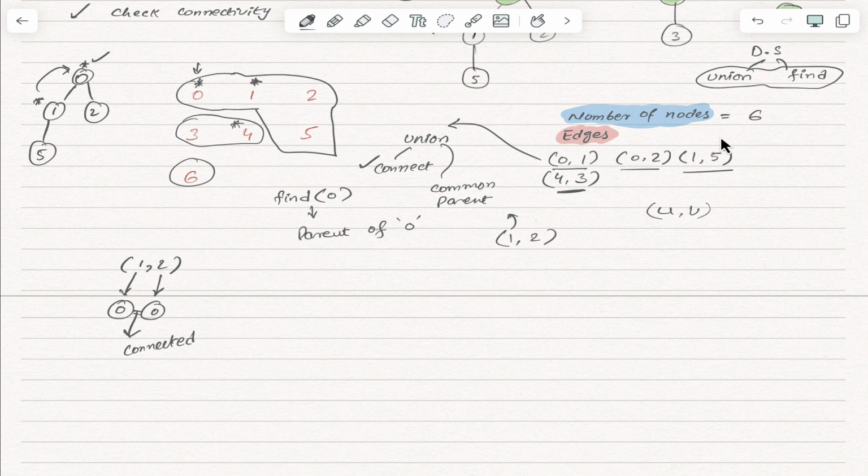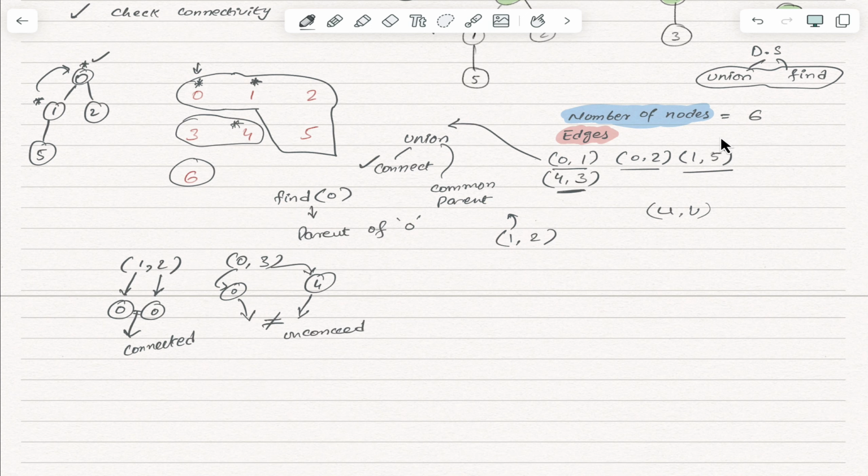Similarly, if we ask about 0 and 3, we ask the same question: who is your parent? 0 will say 0. And from 3 we will ask who is your parent? It will say 4 is my parent. In that case both are not equal, and we will say they are unconnected.